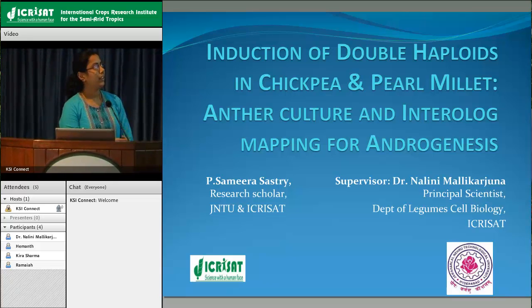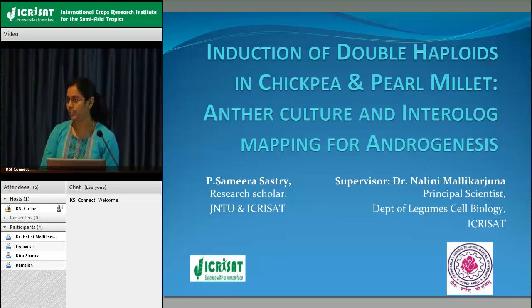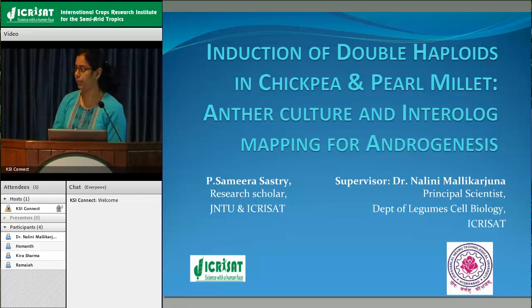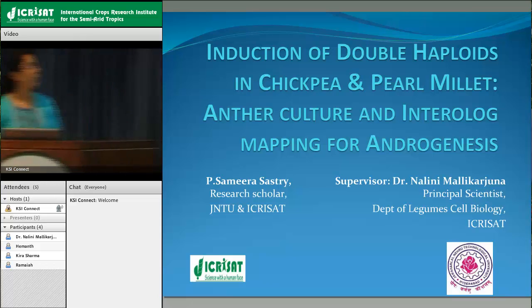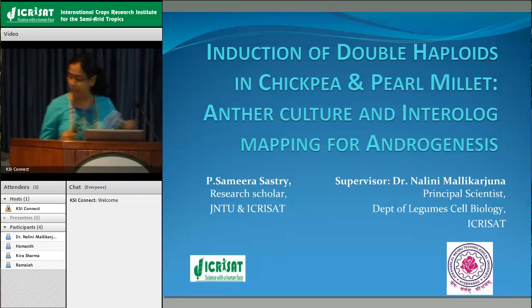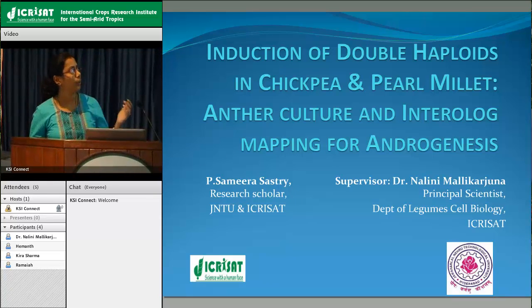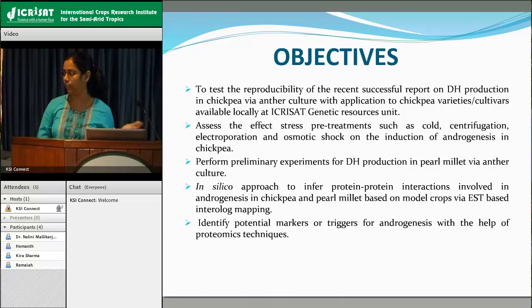My objectives are as follows. The first attempt was to reproduce the recent protocol for double haploids in chickpea by Girewal, which was published in 2009. And the protocol emphasized on stress pre-treatments for induction of androgenesis in chickpea. So it was an effort to reproduce the protocol, test its validity and reproducibility, and further try to improve the pre-treatment conditions so that we could get a better response.